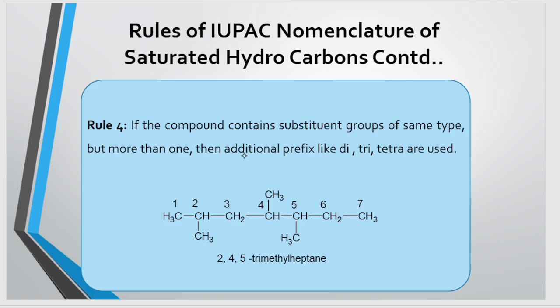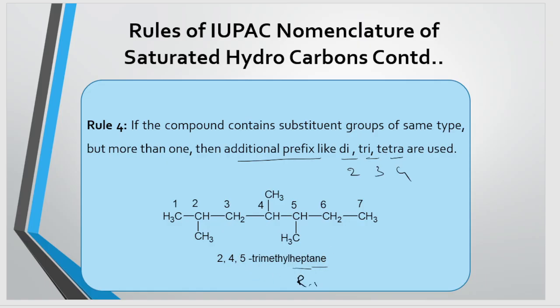In that case, we have to add an additional prefix like di, tri, tetra for 2, 3, 4 substituents respectively. So here, as there are three CH3 groups on the second, fourth and fifth carbon atoms, after selecting the long chain and checking the lowest sum rule, the name of this particular compound is 2,4,5-trimethyl, and as there are 7 carbon atoms we write hept, as there are single bonds we write ane. So this is how to name the compound.